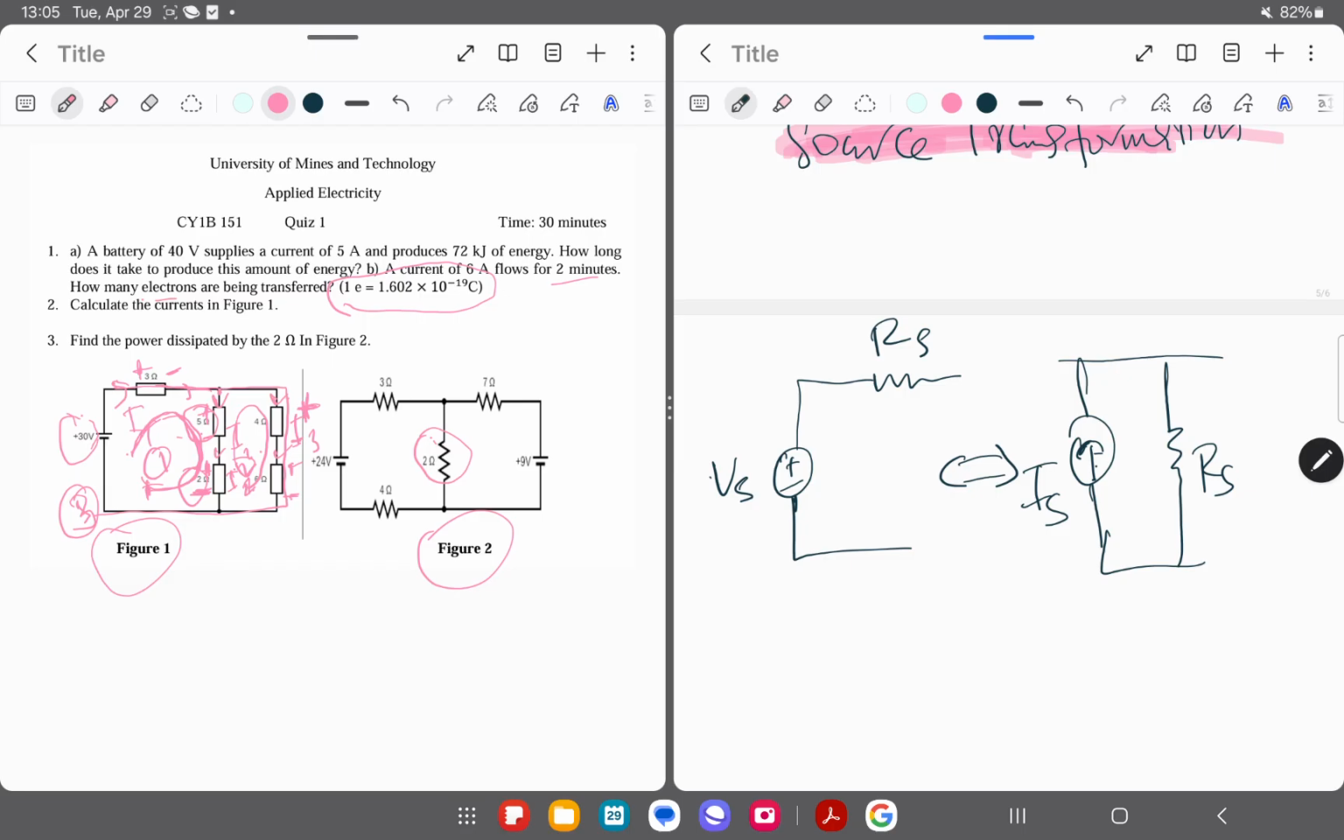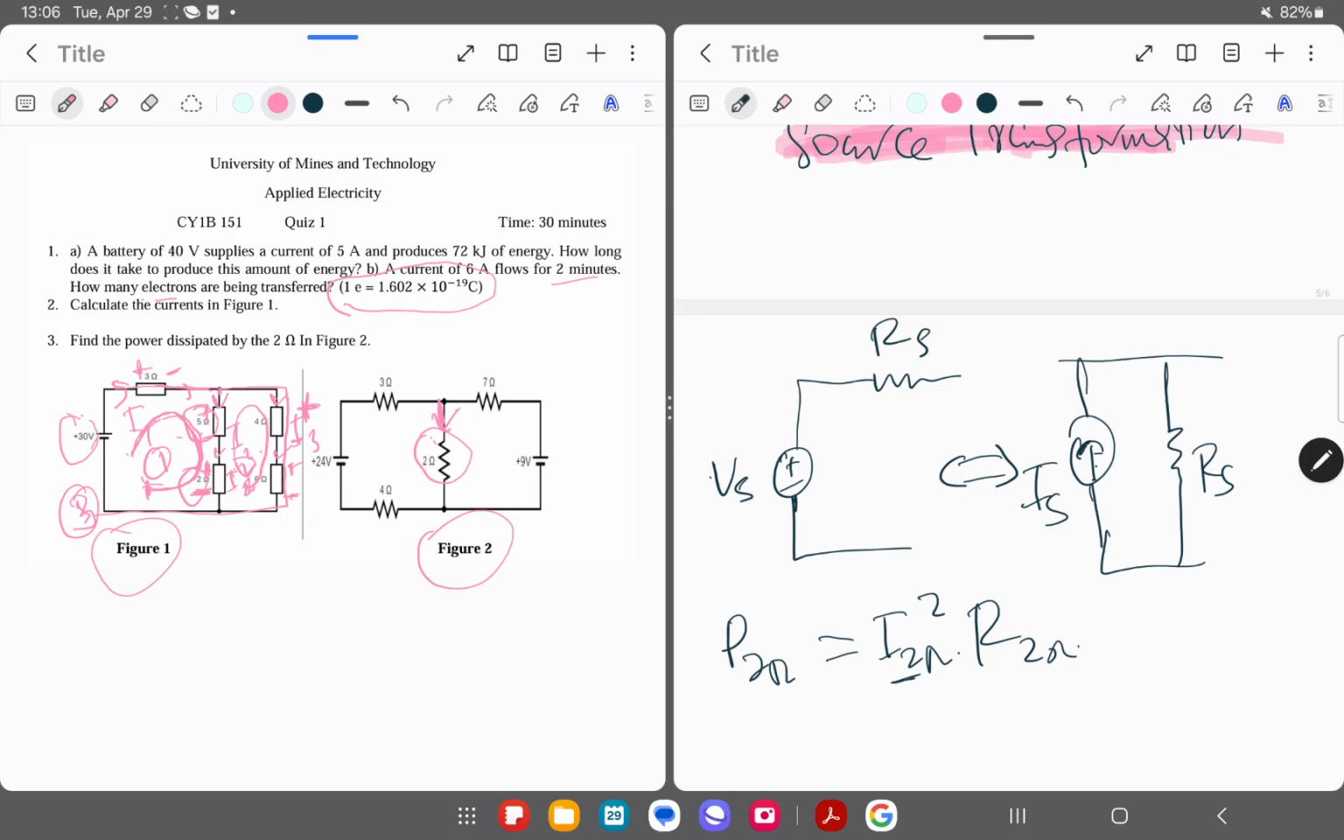So using this concept, we are asked to find the power dissipated by the 2 ohm resistor. You know that power here is going to be equal to the current which is passing through the 2 ohms squared times its resistance, which is 2 ohms. So again, this is the power. To get this, I have to get the current. So let's get the current which is passing through this 2 ohms.